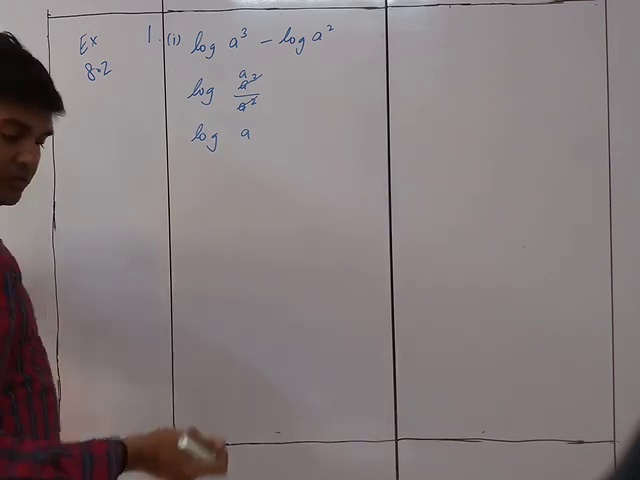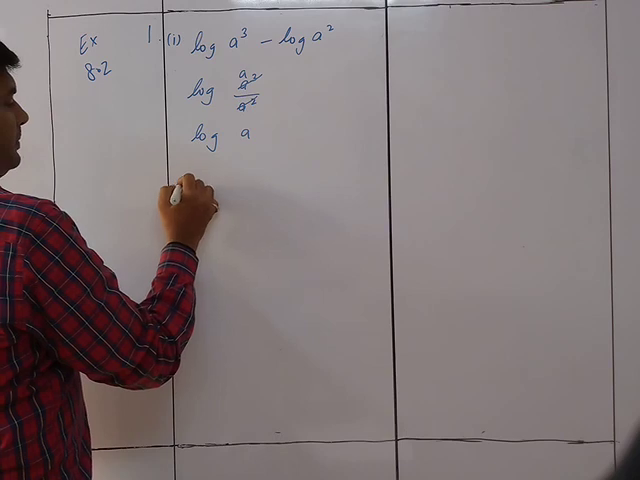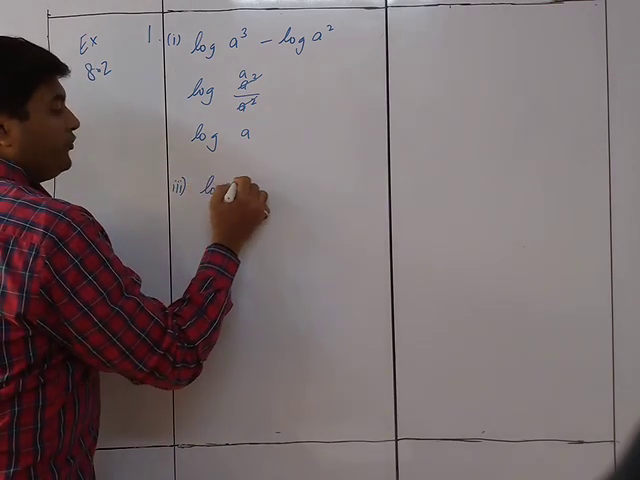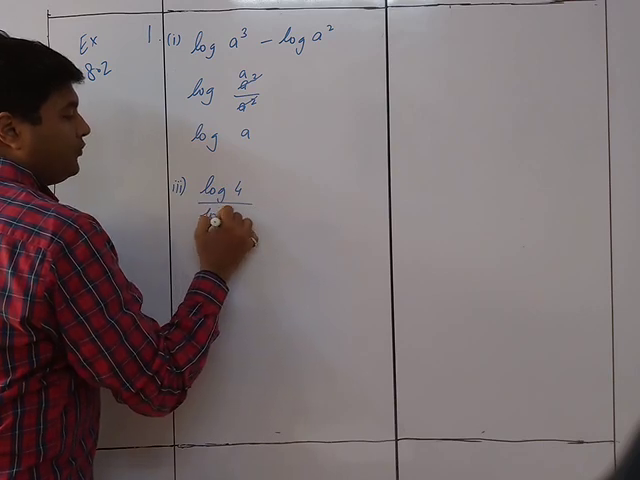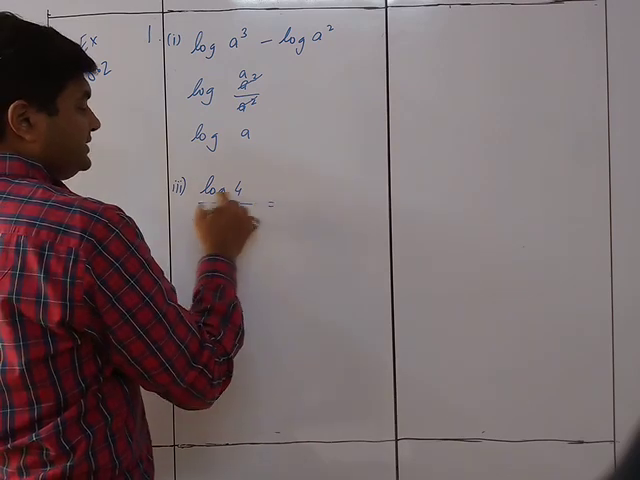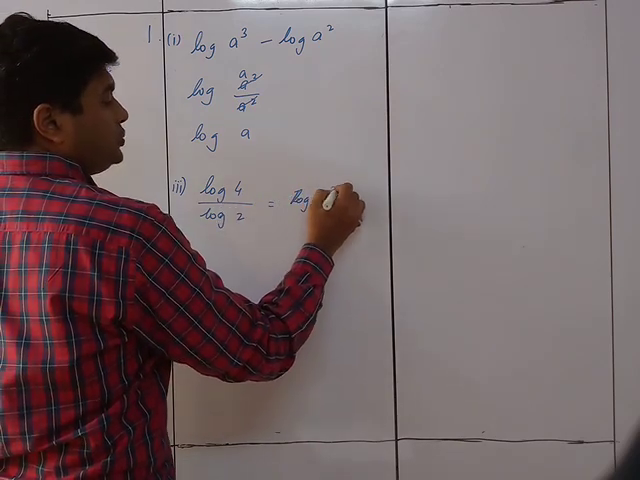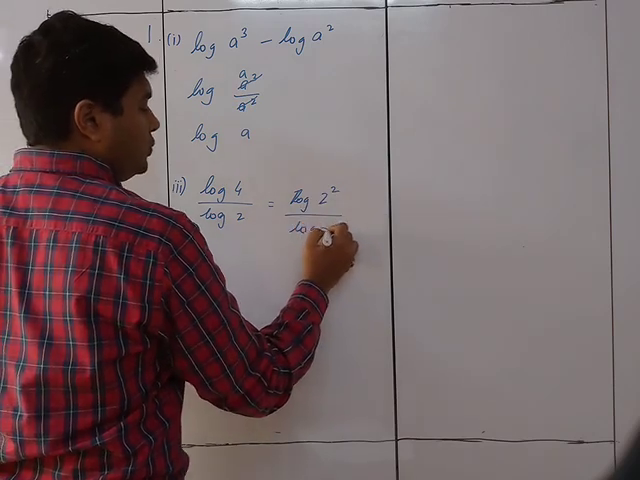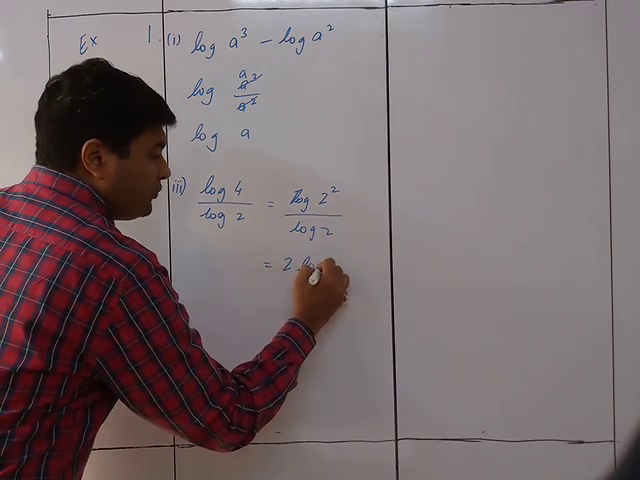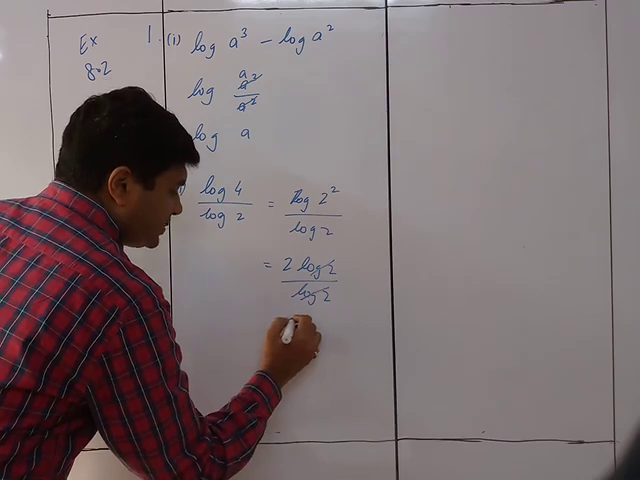Okay, base is not given, so we'll not consider it at all. So we can consider it to be at base 10. So it's log of 4 upon log of 2. Okay. So we know that this is nothing but log of 2 raised to 2 upon log of 2. Now you know that log of 2 raised to 2 will be nothing but 2 into log of 2 upon log 2. Now log 2 gets cancelled, so answer is 2.